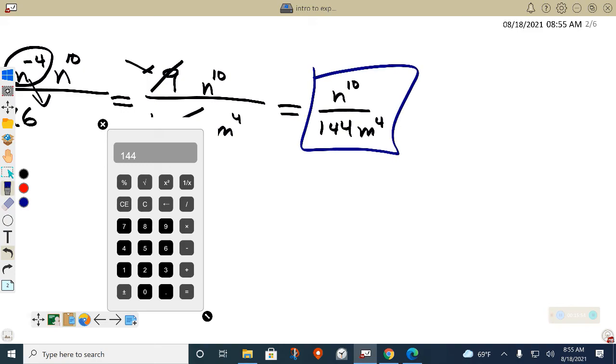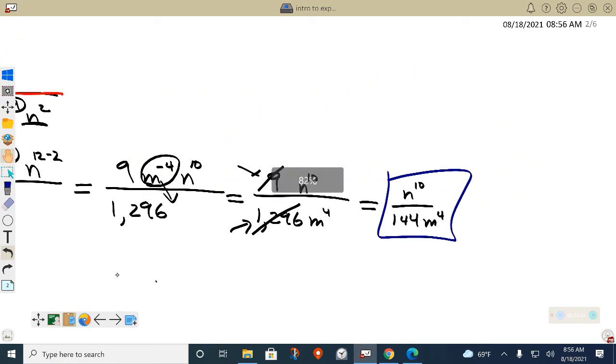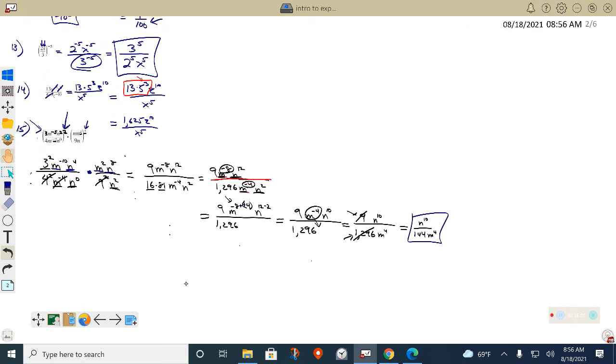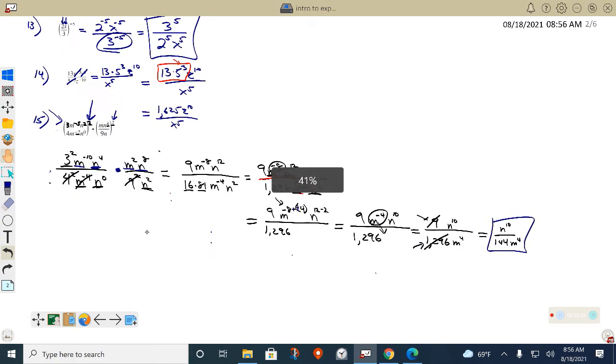Done. Mister, can you zoom out so I can copy everything? Sure, absolutely. Let me zoom out. This is nice. That was a long problem, but we did it. Exactly.